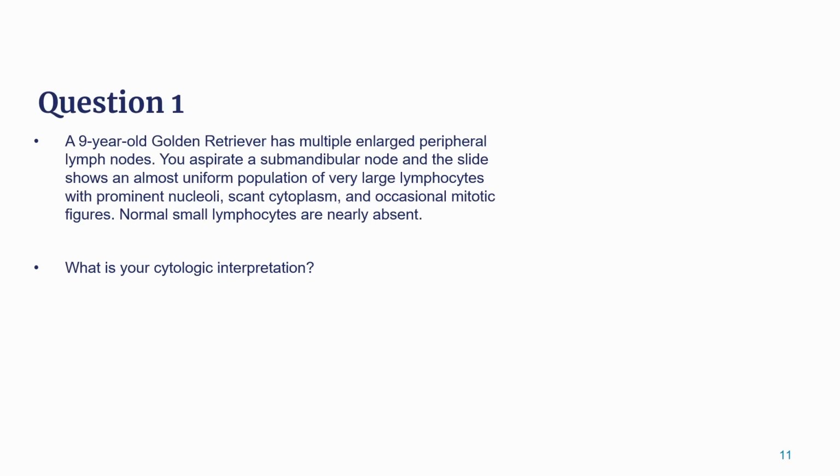Question 1. Almost every cell is large, immature, and looks the same. Normal lymphocytes are barely present. Prominent nucleoli, occasional mitoses. What are you looking at, and why does the monomorphic population matter?